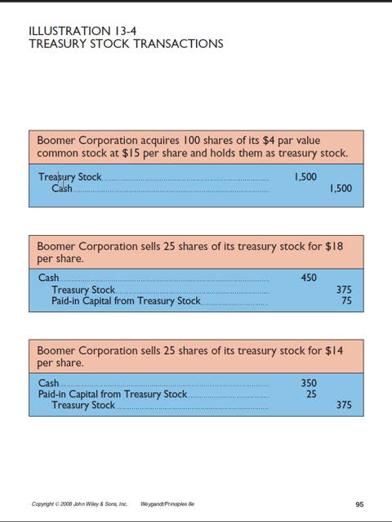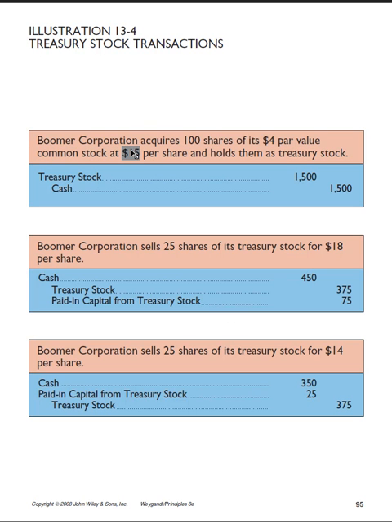Treasury stock kind of acts like a contra equity account. It's a deduction from your equity because you're taking it back. You're purchasing it back from the market. So now, if Boomer Corporation sells 25 of these shares that I just acquired, this is going to be key in the rest of this scenario down here.